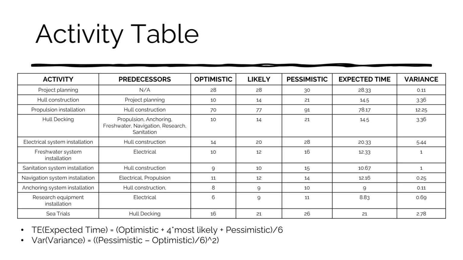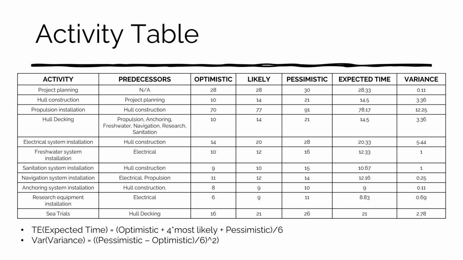Here's our activity table. This is going to be demonstrating what our activities are on each node. We have a small difference here from the previous slide where we separated the hull construction and the hull decking. We felt these were each two very significant work packages on their own, so we separated them into two separate nodes. And then finally, we have sea trials, which need to be completed before we can hand the vessel over.